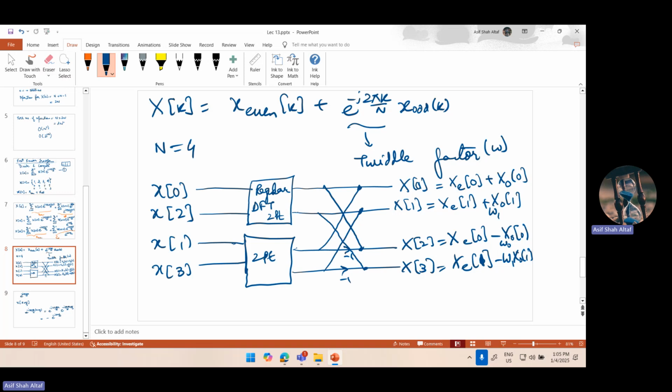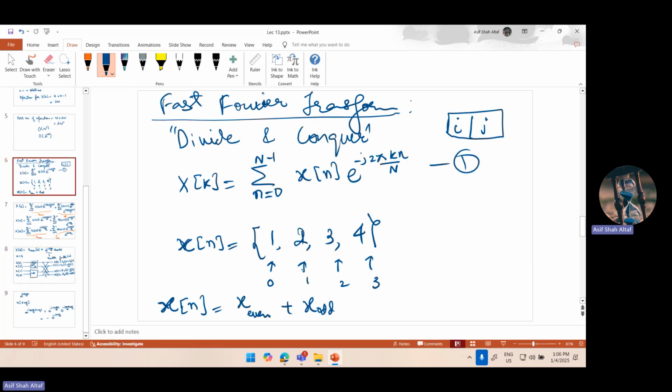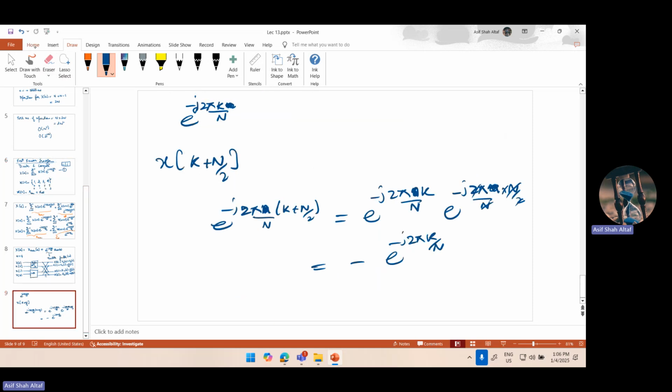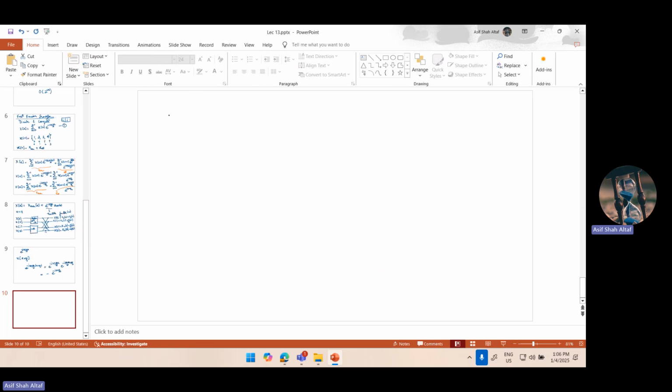So similarly, if you want to further decompose this, you again divide these components into even and odd. What I mean by that is, suppose you see our x even signal here. Our x even signal is composed of 0 and 2, but if you look at the indices, this is the 0 index, this is the 1 index.